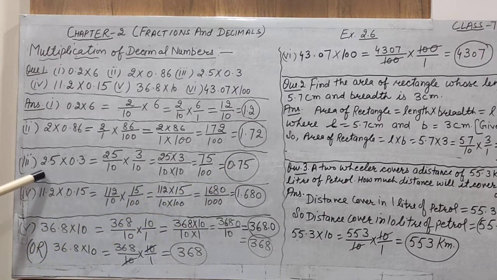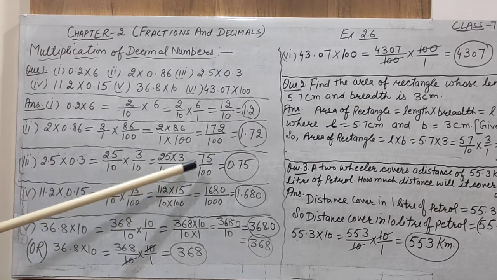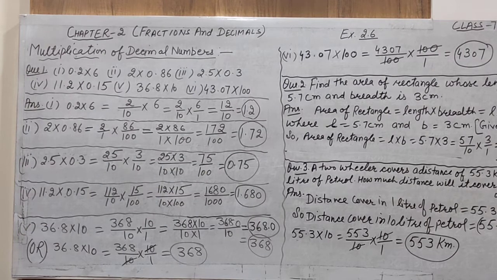Alright, I hope you understand very well how we can multiply a decimal number with a whole number or a decimal number with a decimal number. The process is similar. You have to convert into fractional form, then multiply the two fractional numbers, then again convert the resultant fractional number into a decimal number. Question number 4. 11.2 multiplied with 0.15. First of all, what is the first process?